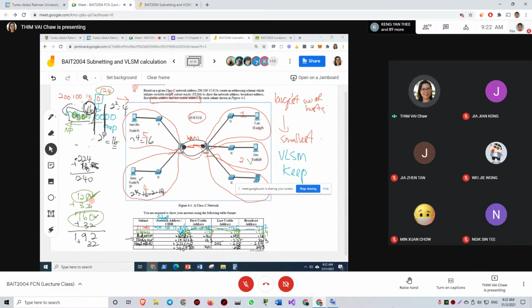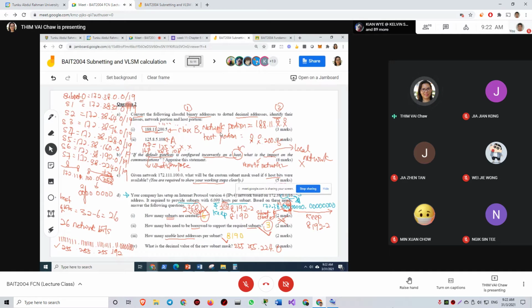So for all these calculations, you do not need to write the steps of how to do the calculation. But if the question says, like over here, that you are required to show your working steps clearly, it means you definitely need to show the steps. You must have the steps, else you will lose your marks.